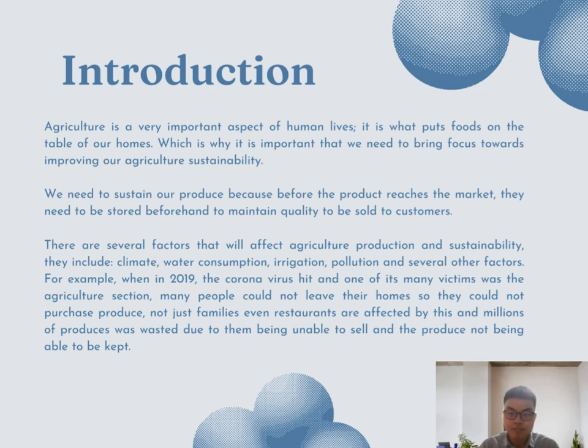For example, in 2019 the coronavirus hit the planet, and one of its many victims was the agriculture sector. Many people could not leave their homes, so they could not purchase produce. Not just families, even restaurants were affected by this, and millions of tons of produce were wasted due to being unable to sell it and not being able to keep it. That is all for the introduction part.